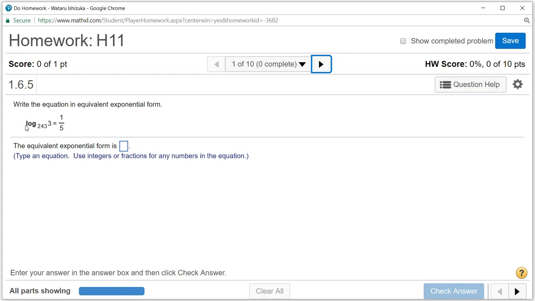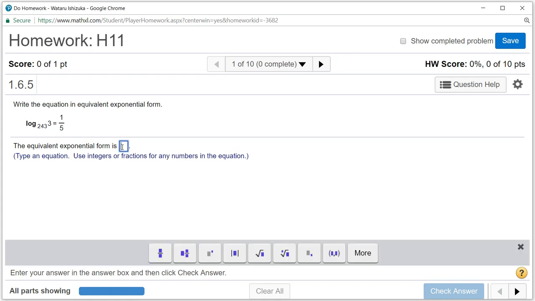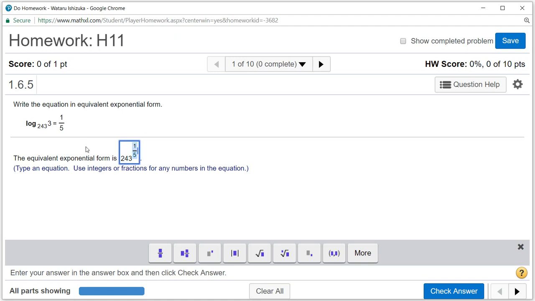So you have log to the 243 takes 3 to 1 over 5. The exponential function's base has to be the same, so the base is 243, and raise it to the 1/5. And then this will go back to 3.